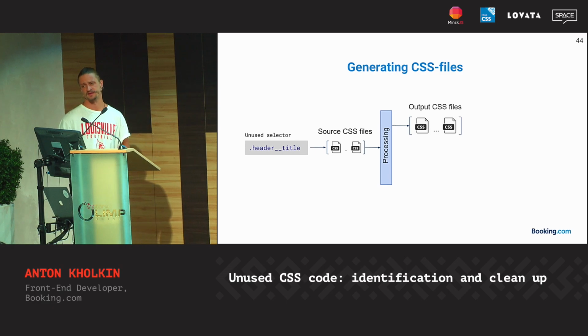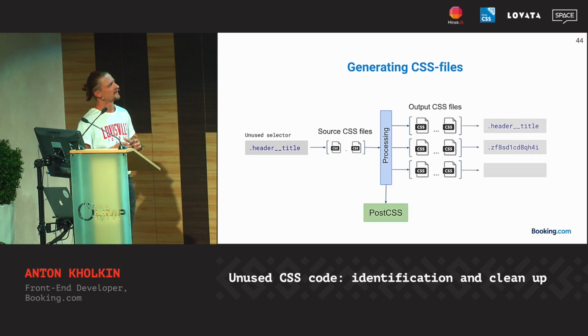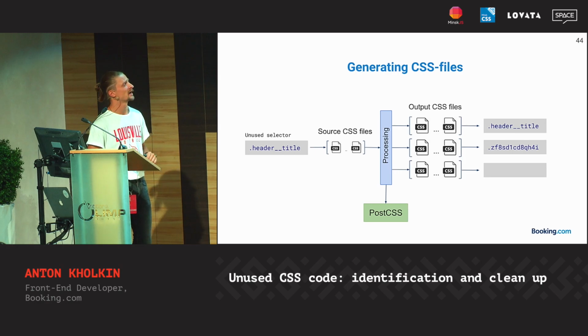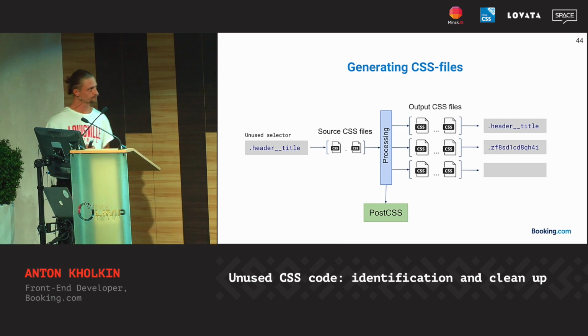So that's a really rough explanation of the deployment process. I have generated CSS files here, and there's an example selector. At the end of the processing, we had three versions of one style sheet. Within the first version, it was as is, and in the second one, you can see it became weird, just some sequence of arbitrary letters and numbers. And in the third one, it's gone. Yeah, so we cleaned it up.